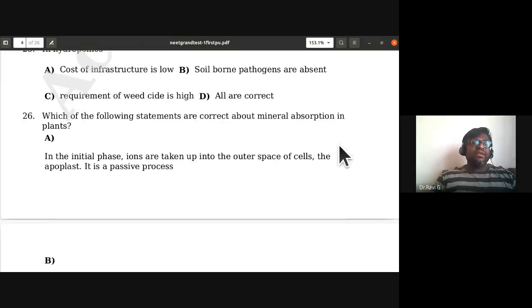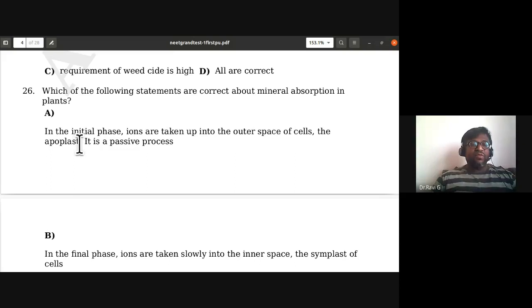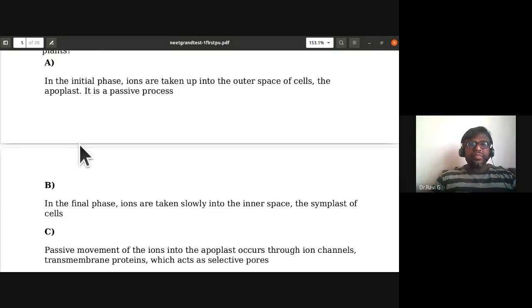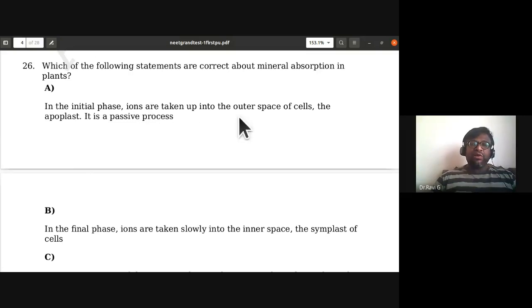Which of the following statements are correct about mineral absorption in plants? Okay, so they have given four options, A, B, C, and D. In the initial phase, ions are taken up into the outer space of cells, the apoplast, it is a passive process. So this is going to be an incorrect statement. See, three statements are incorrect.